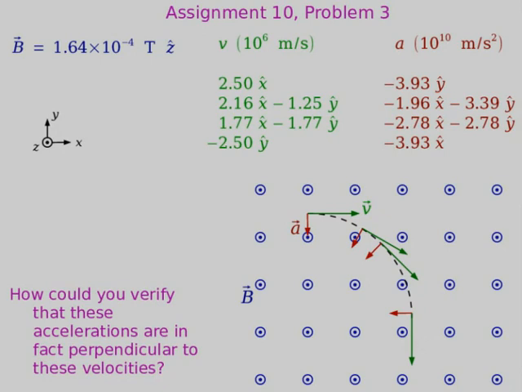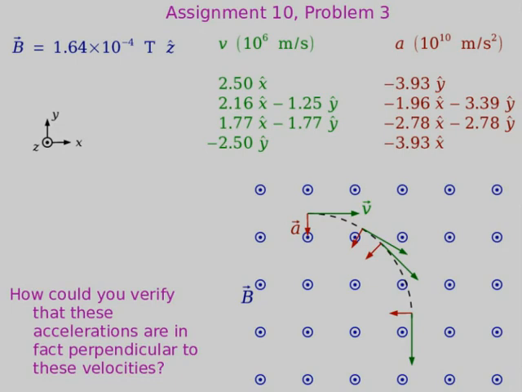In all these cases, notice the acceleration is perpendicular to the velocity, and also to the magnetic field, because the magnetic field is out of the page. The acceleration is in the page. And in fact, on the right here, I've got what these accelerations work out to be if you actually do QV cross B. The acceleration is 10 to the 10th; there's no 10 to the 8th here because the speed of light is a speed, not an acceleration. So you can't compare accelerations and speeds like that directly.